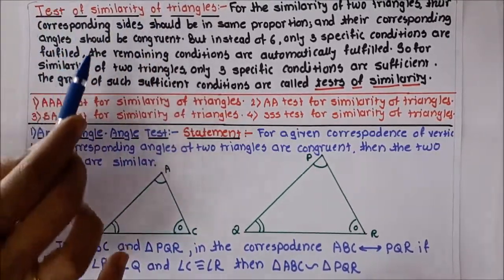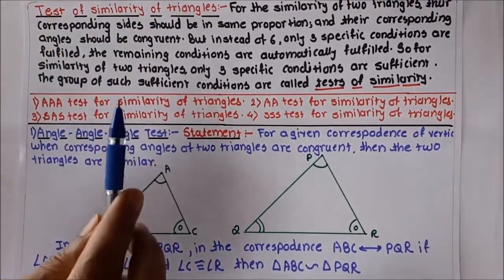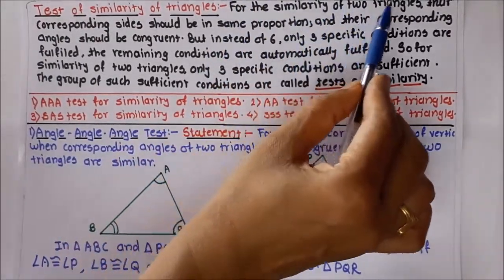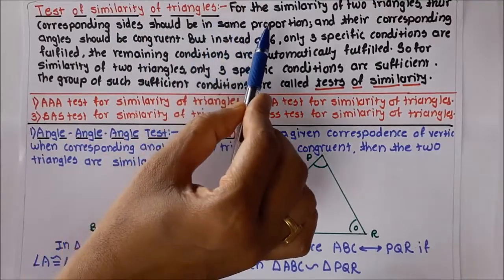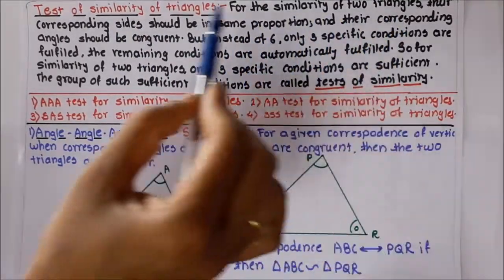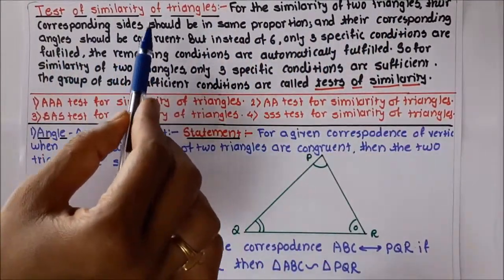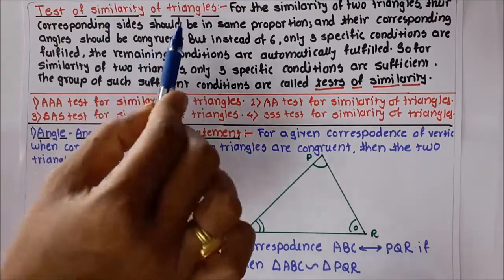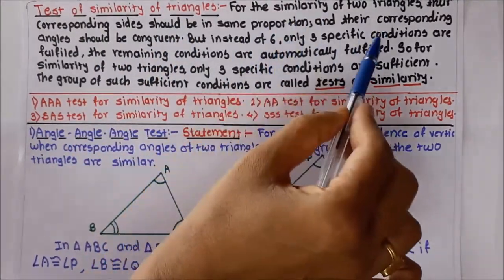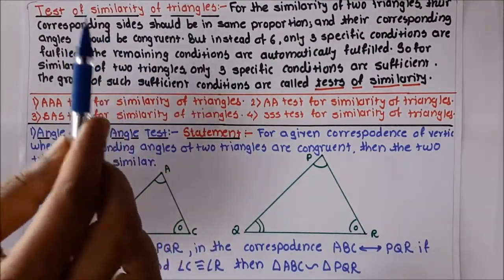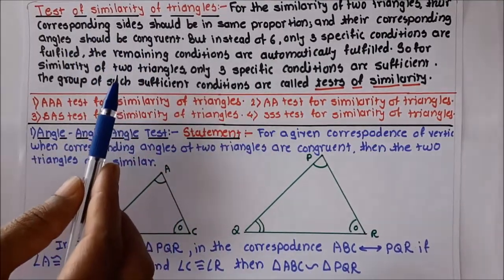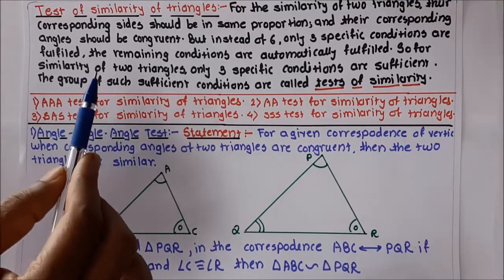For that, at first we will see what is similarity. Means for similarity of two triangles, their corresponding sides should be in the same proportion and their corresponding angles should be congruent. Means two conditions are there. First, sides should be in the same proportion and angles should be congruent. Now you know that if we are considering two triangles, means 6 sides are there and 6 angles are there.